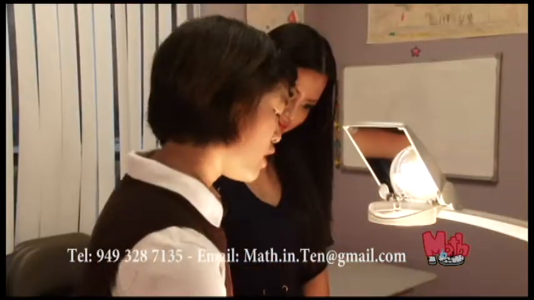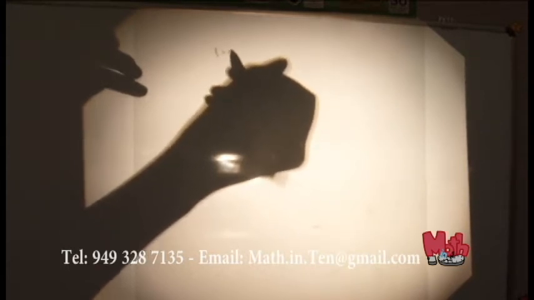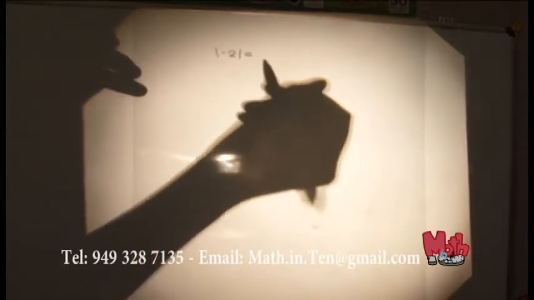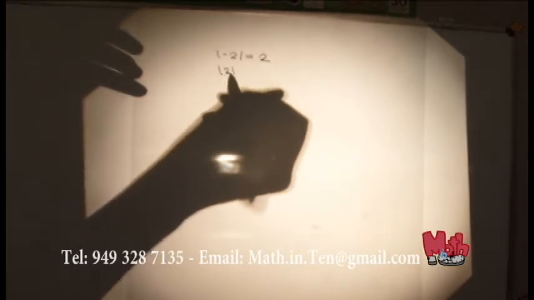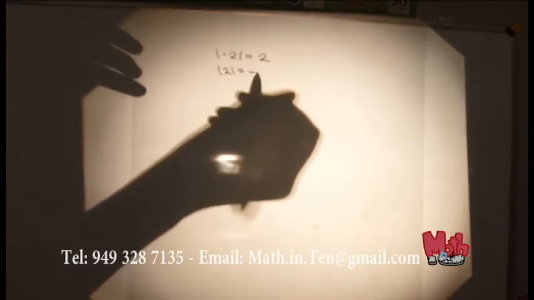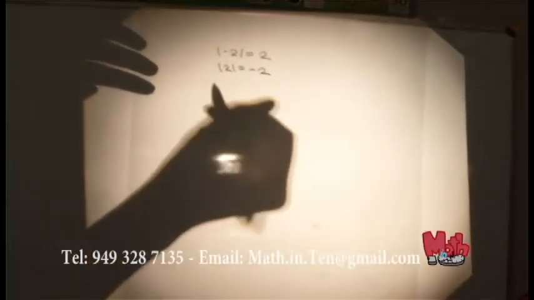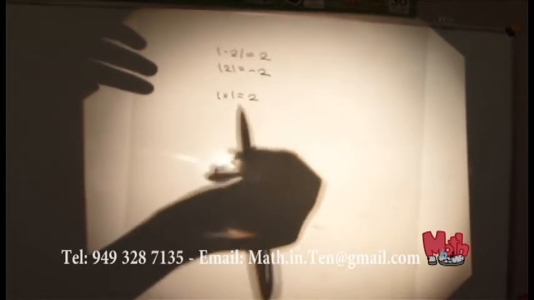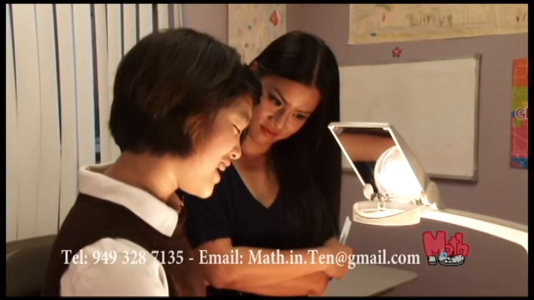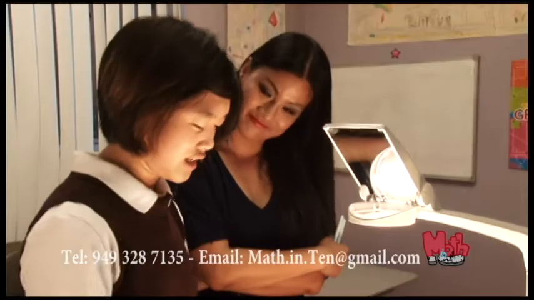Go ahead. Okay, so the absolute value of -2 equals 2. So I was thinking that the absolute value of 2 equals -2, since it makes the signs change, right? And then, the absolute value of x equals 2. Therefore, I was thinking x equals 2. But that's not the answer.